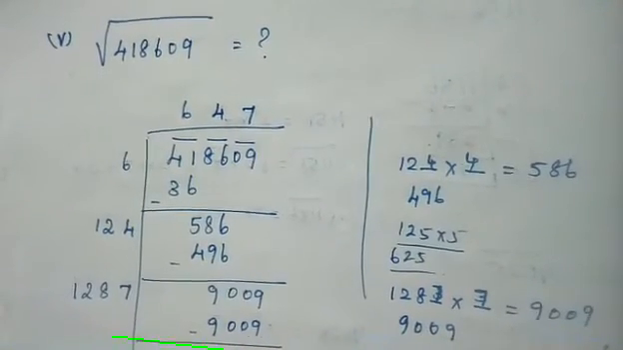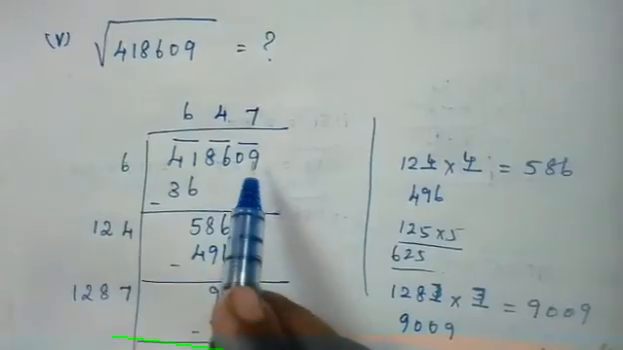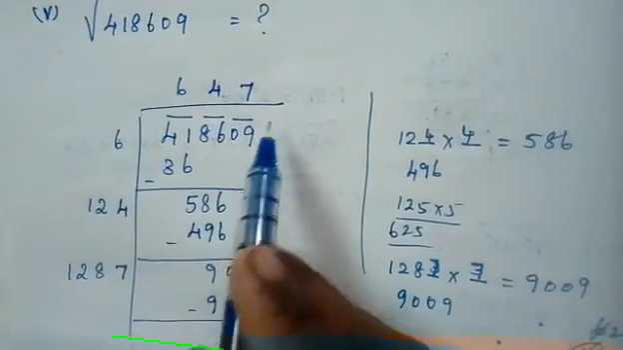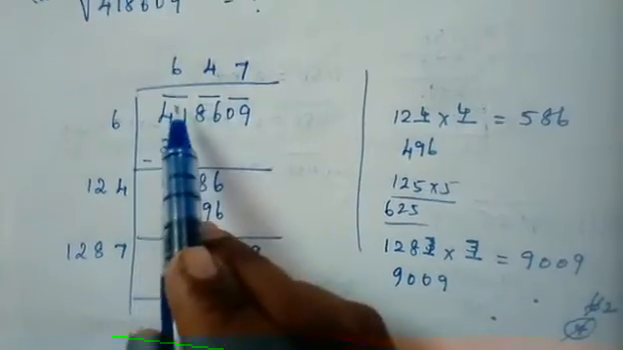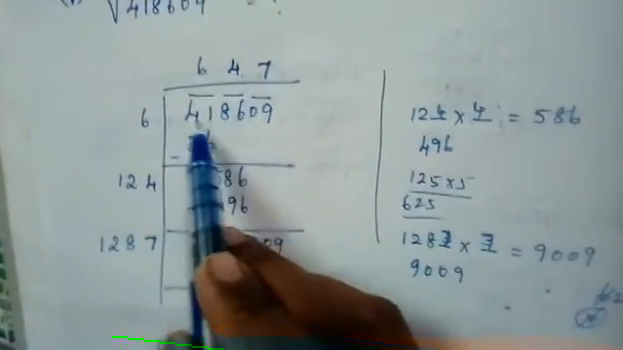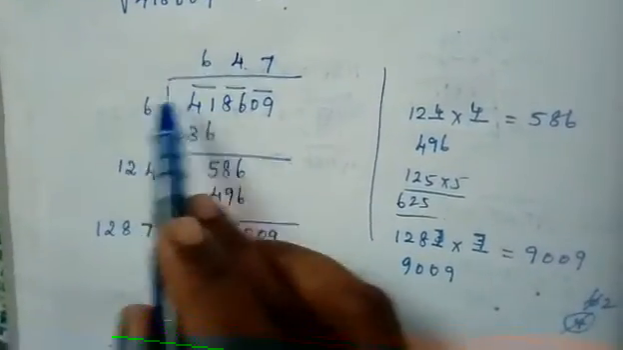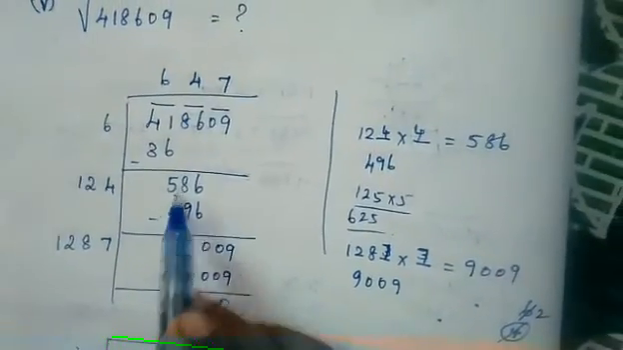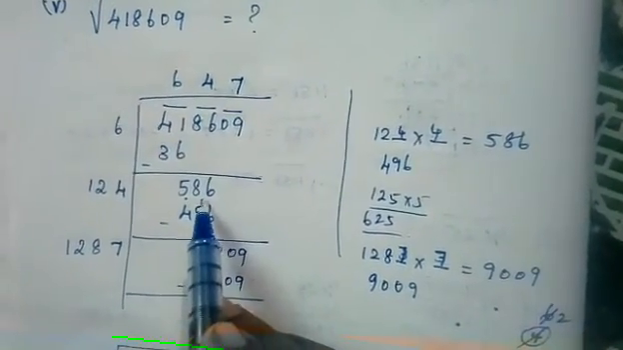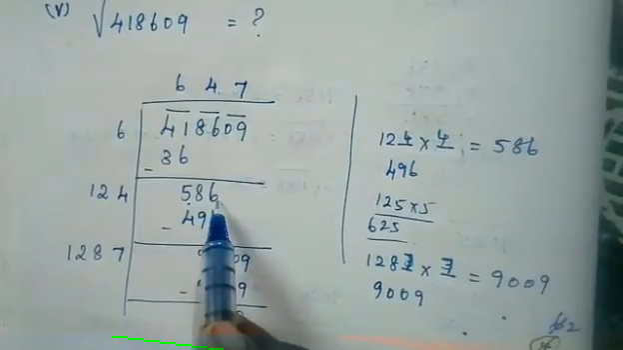Fifth problem, 418,609. Then you make pairs, that is 9, 0 from the right to left. You have to arrange the pairs. Then for the first pair, you have 41. For this 41, which square number is possible? So that is 6 is possible. 6 6s are 36. You have to subtract these two, you get 5. Bring down the next pair, that is 86. So now you have the new dividend, 586.